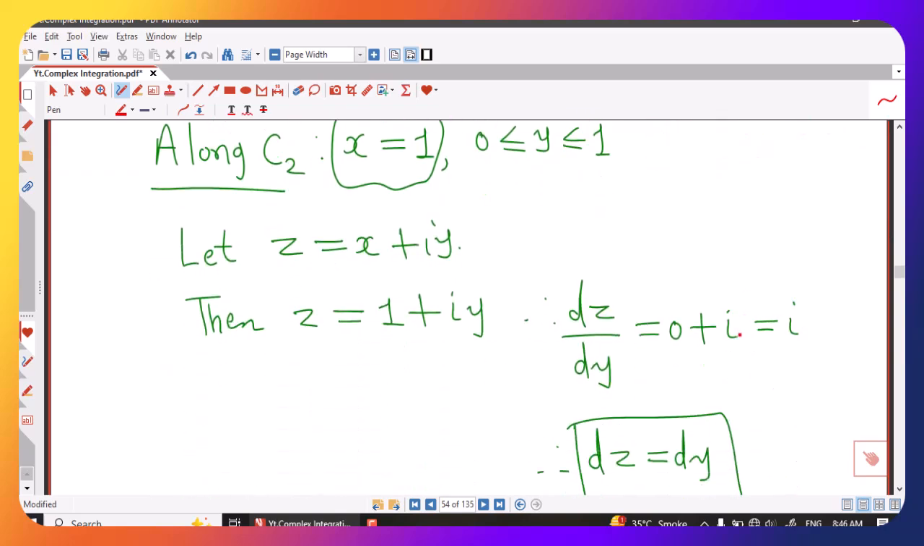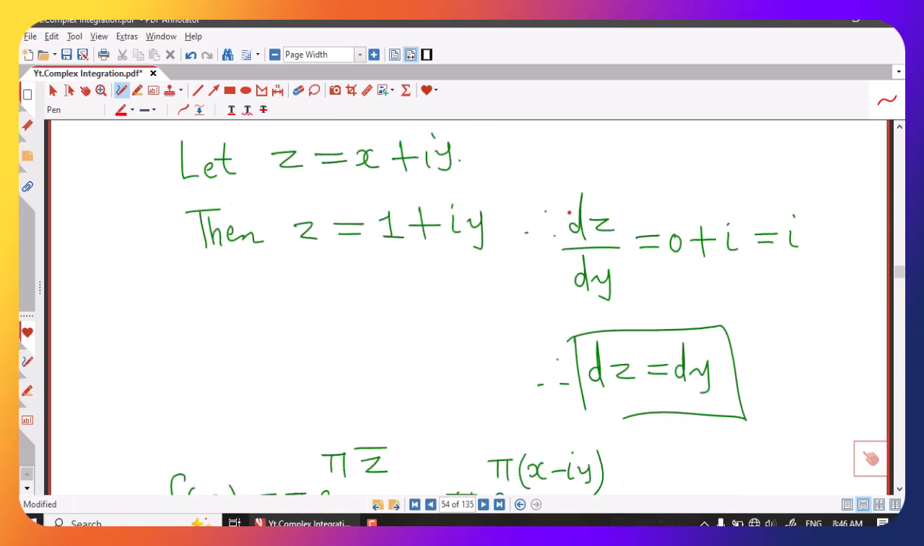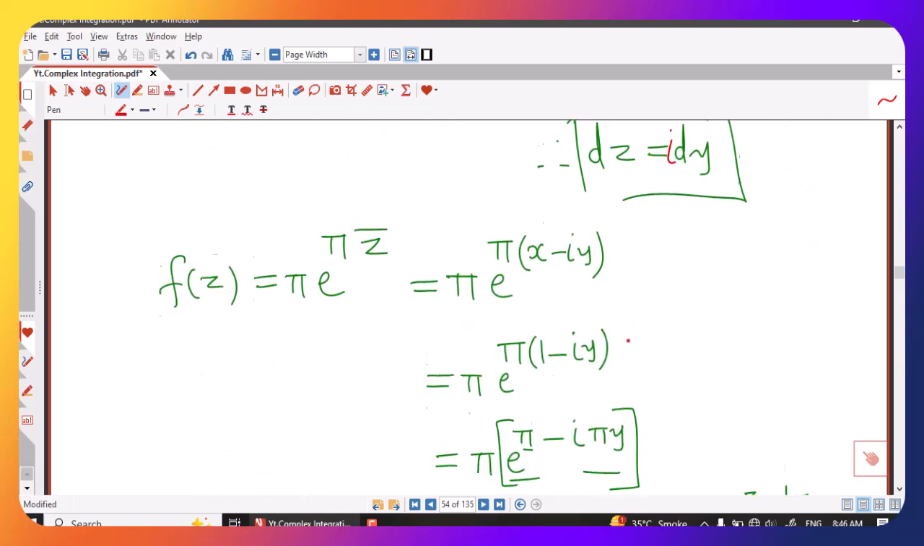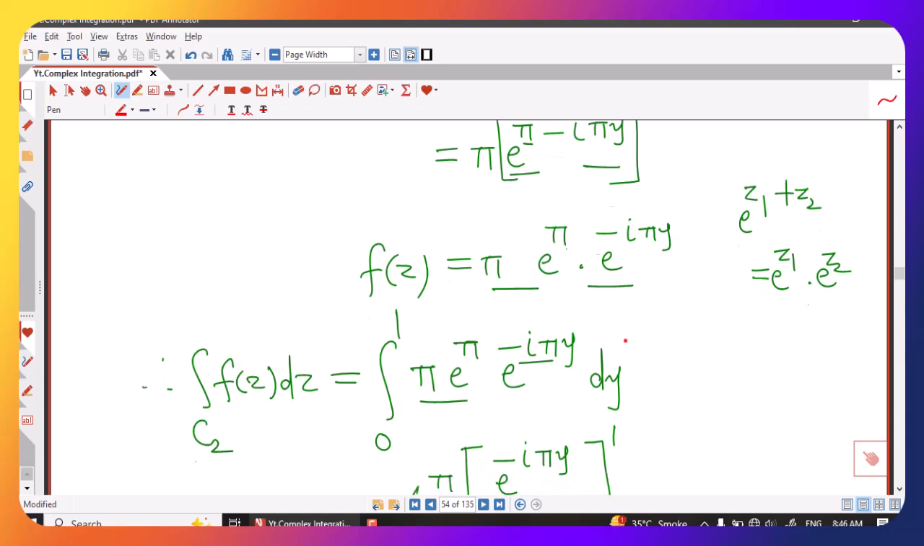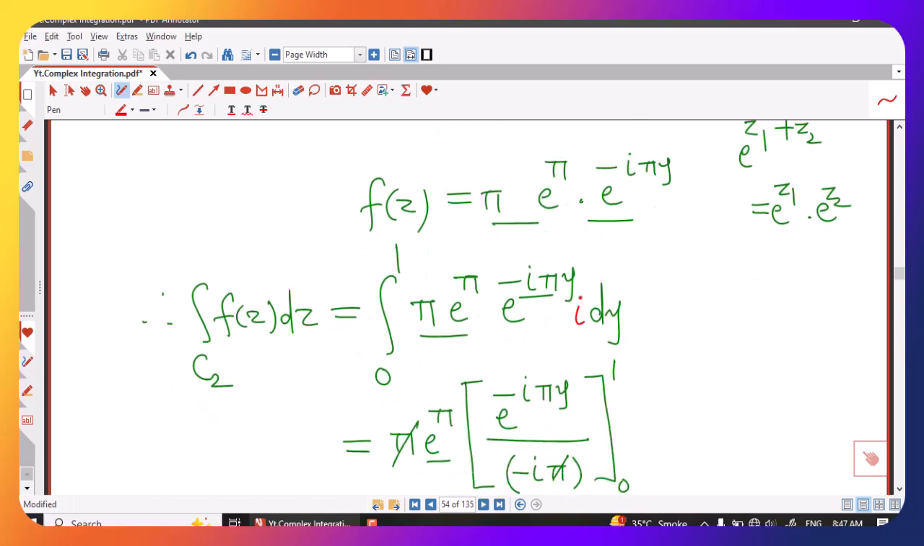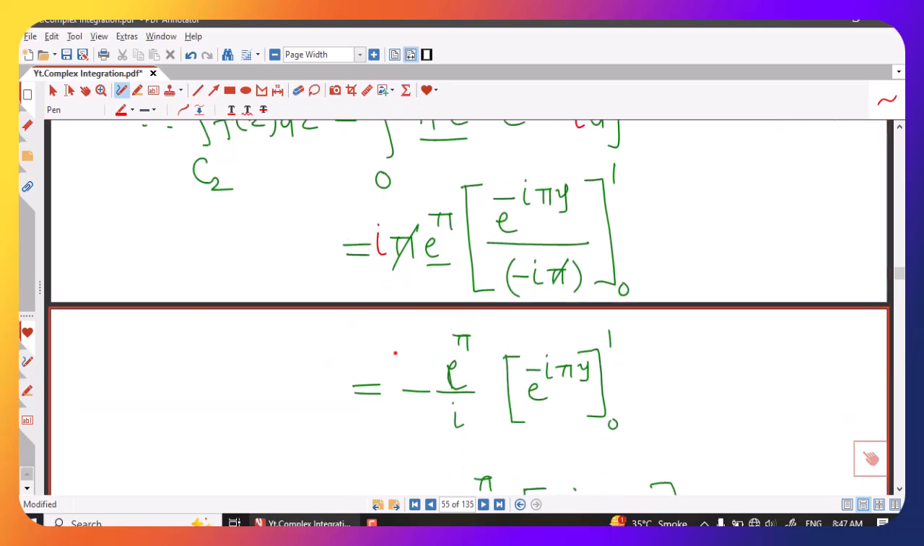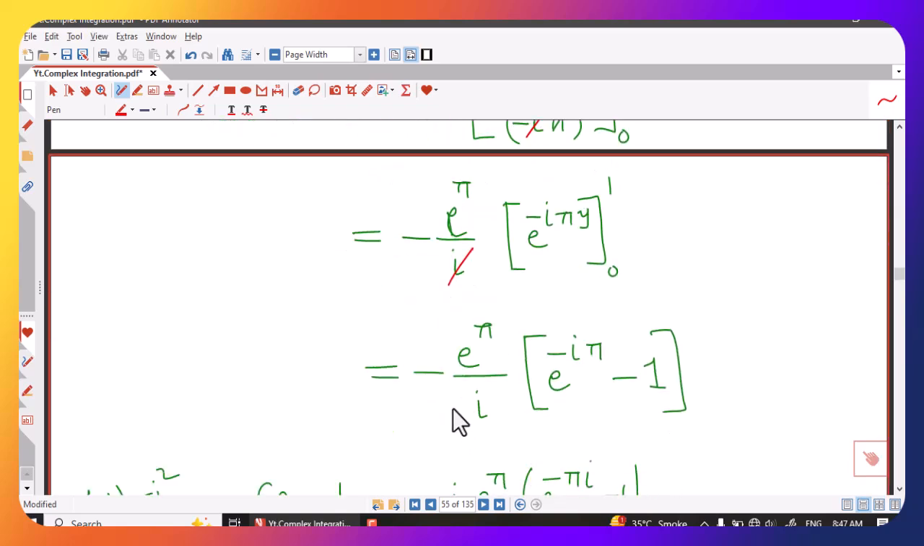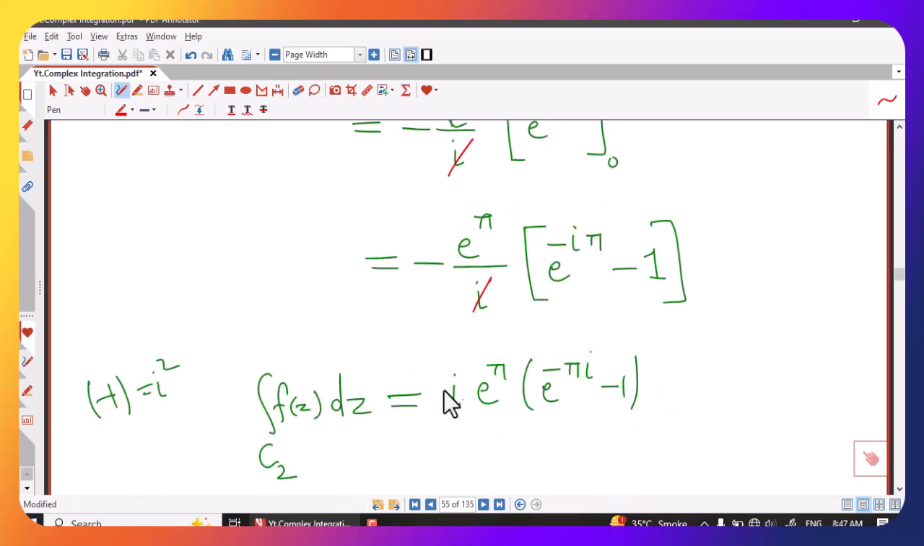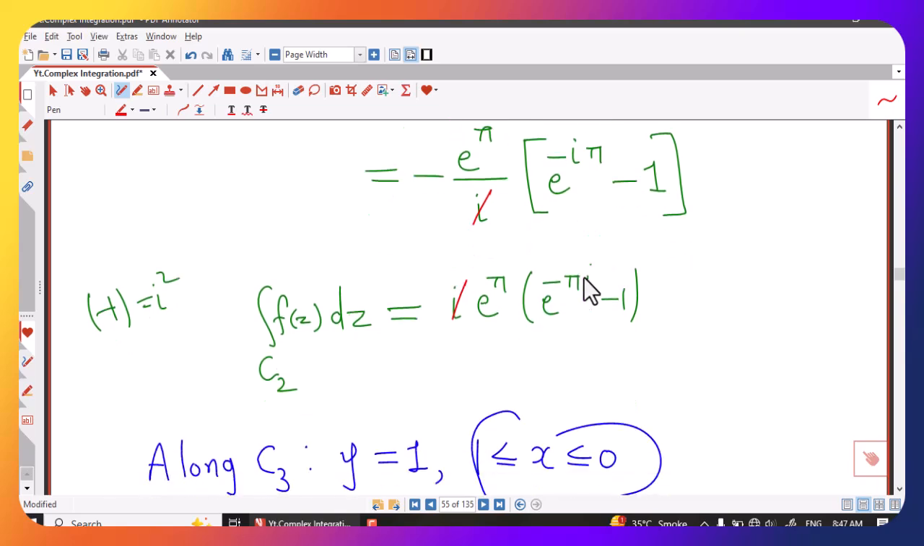Along C2 we have integrated along C2, but I think here I have dz by dy equal to i, so dz will be i times dy. So I have made this mistake here. I have to multiply with i with dy here. So let me multiply with i, so that I will have i here, and this i will get cancelled, so I will not have this i anymore. So let me cancel this i, and I will be left with e raised to pi times e raised to minus pi i minus 1.